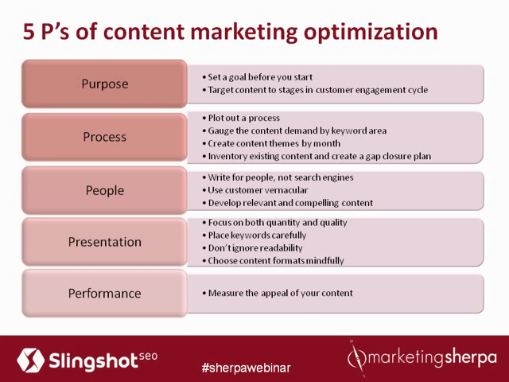Next, think of the people. Remember, you're writing for people, not for search engines. You want to make it easy for people to find, consume, and share your content by identifying with their needs and then addressing those in your topics and keywords. So use their language, use the customer vernacular, and then develop both relevant and compelling content. Relevant content meets their needs. Compelling content is content that is so excellent that they want to share it.